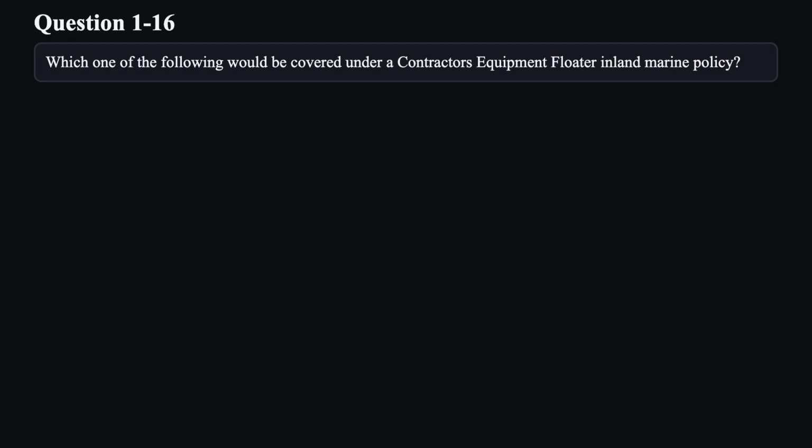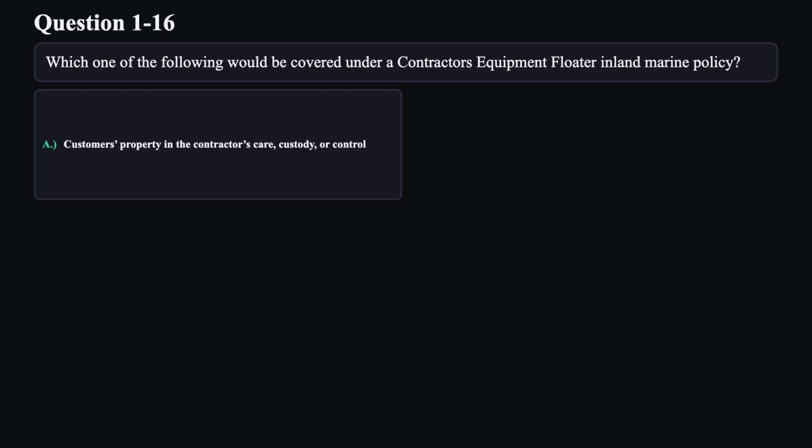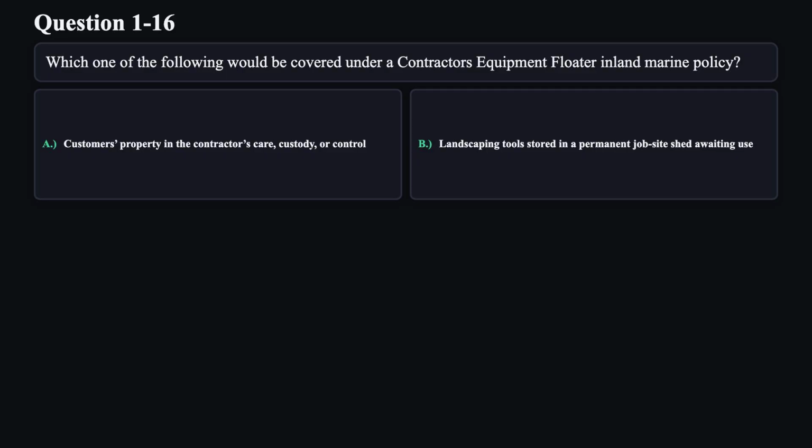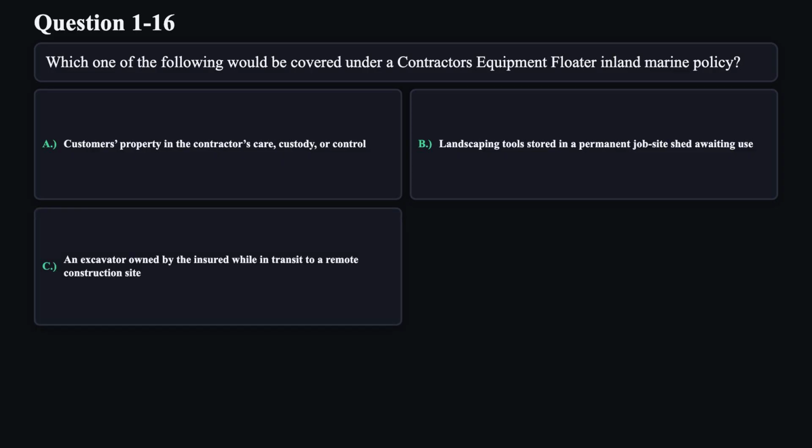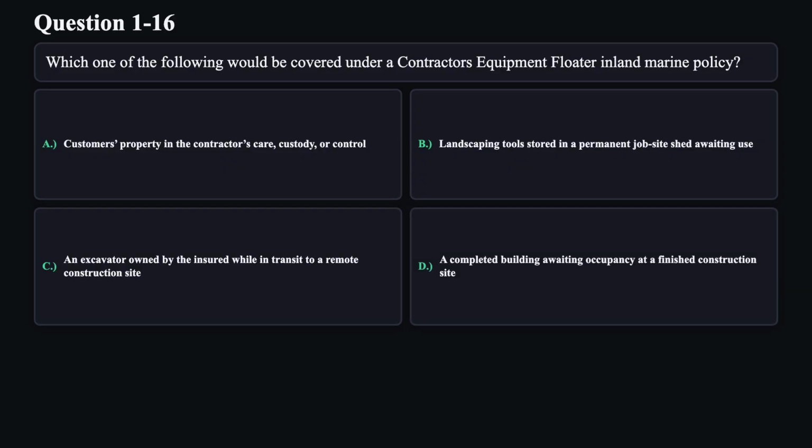Question 16. Which one of the following would be covered under a contractor's equipment floater inland marine policy? A. Customer's property in the contractor's care, custody, or control. B. Landscaping tools stored in a permanent job site shed awaiting use. C. An excavator owned by the insured while in transit to a remote construction site. D. A completed building awaiting occupancy at a finished construction site.